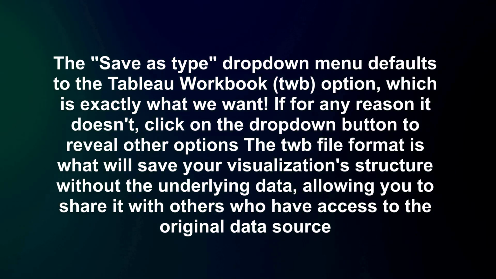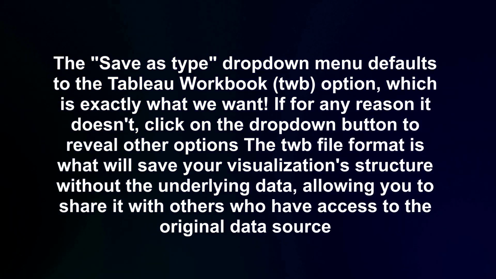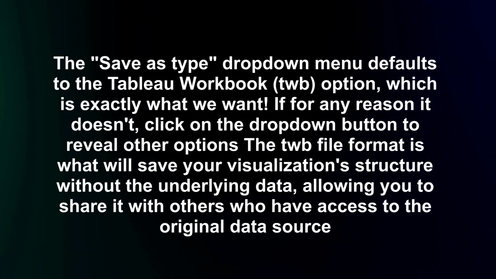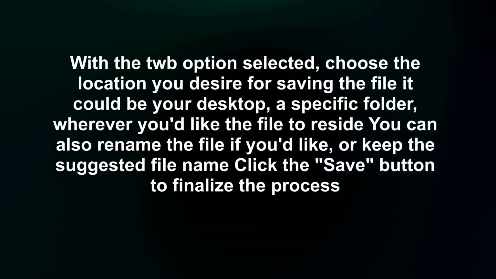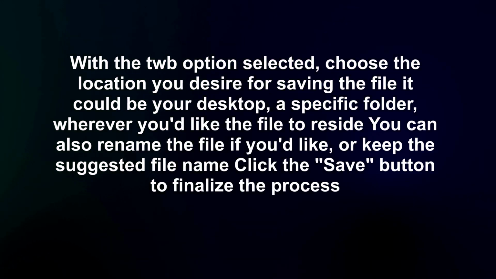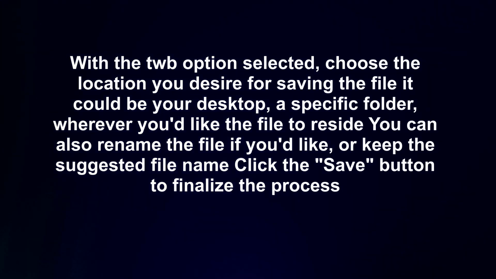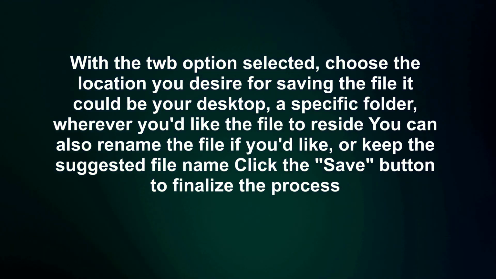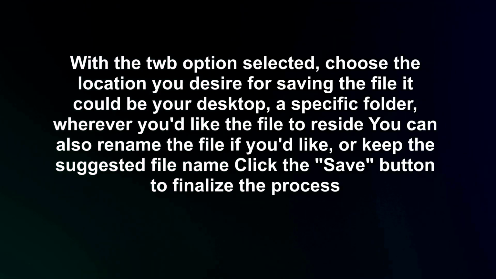The TWB file format is what will save your visualization structure without the underlying data, allowing you to share it with others who have access to the original data source. With the TWB option selected, choose the location you desire for saving the file. It could be your desktop, a specific folder, wherever you'd like the file to reside. You can also rename the file if you'd like, or keep the suggested file name. Click the Save button to finalize the process.